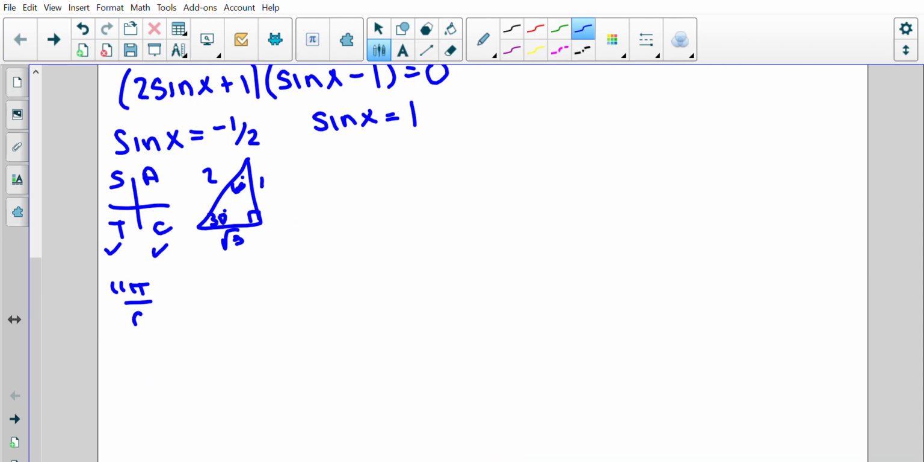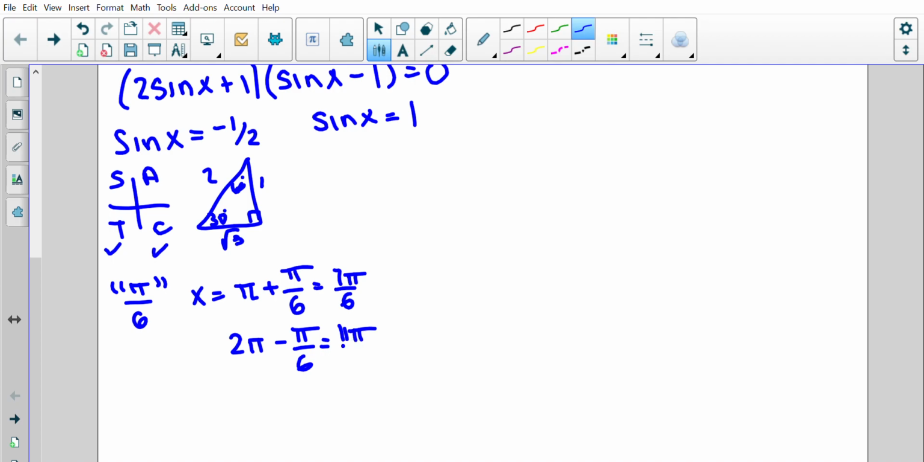And again, I put it in quotes because that's not our actual answer, because I need what pi over 6 is in the third quadrant and what pi over 6 is in the fourth quadrant. So in the third quadrant, if you remember, what you have to do is pi plus pi over 6, or 6 pi over 6 plus 1 pi over 6. That gives us 7 pi over 6. And then in the fourth quadrant, you have to do 2 pi minus pi over 6, or 12 pi over 6 minus 1 pi over 6, which gives us 11 pi over 6.